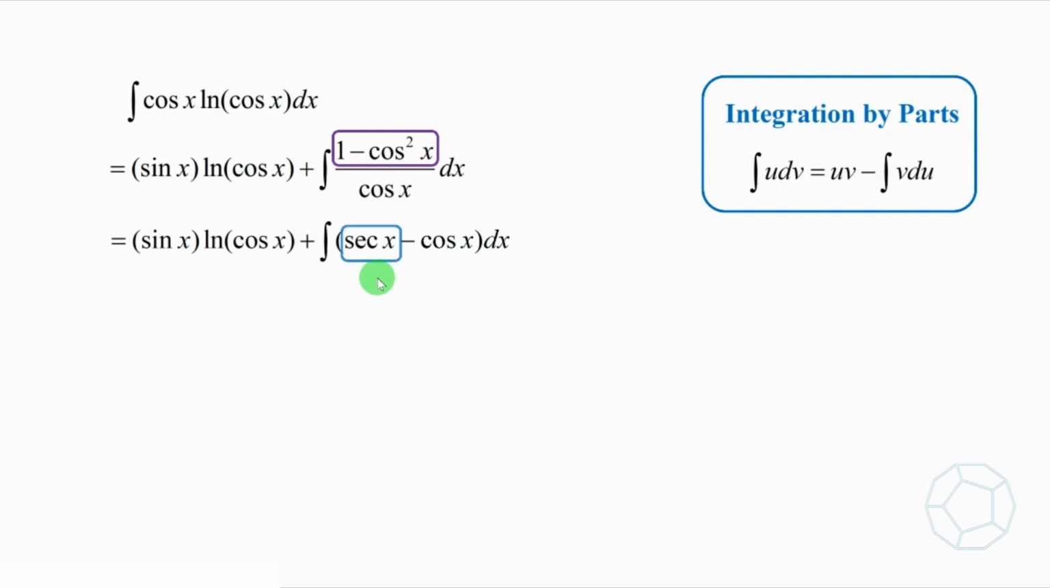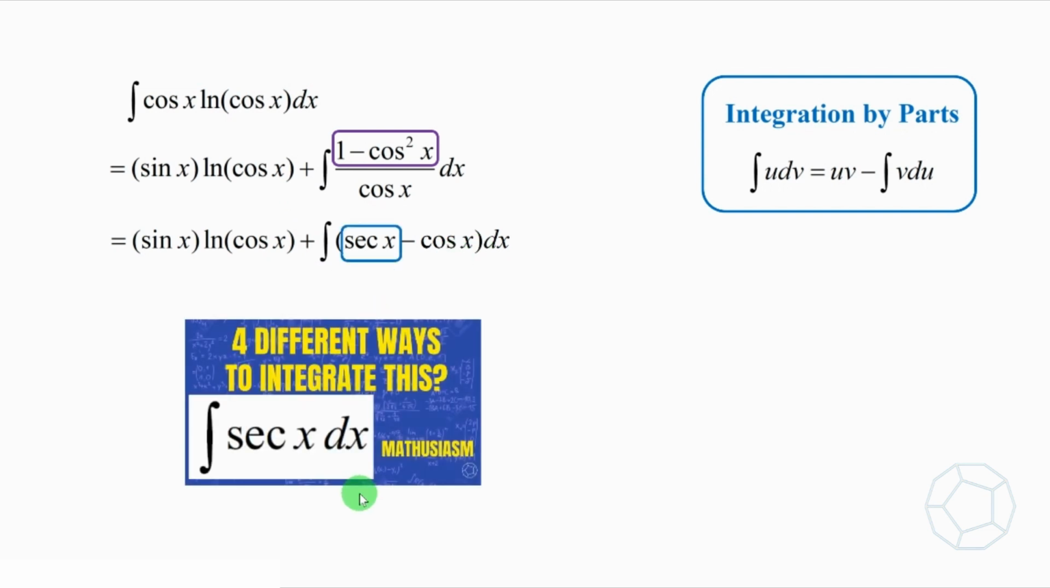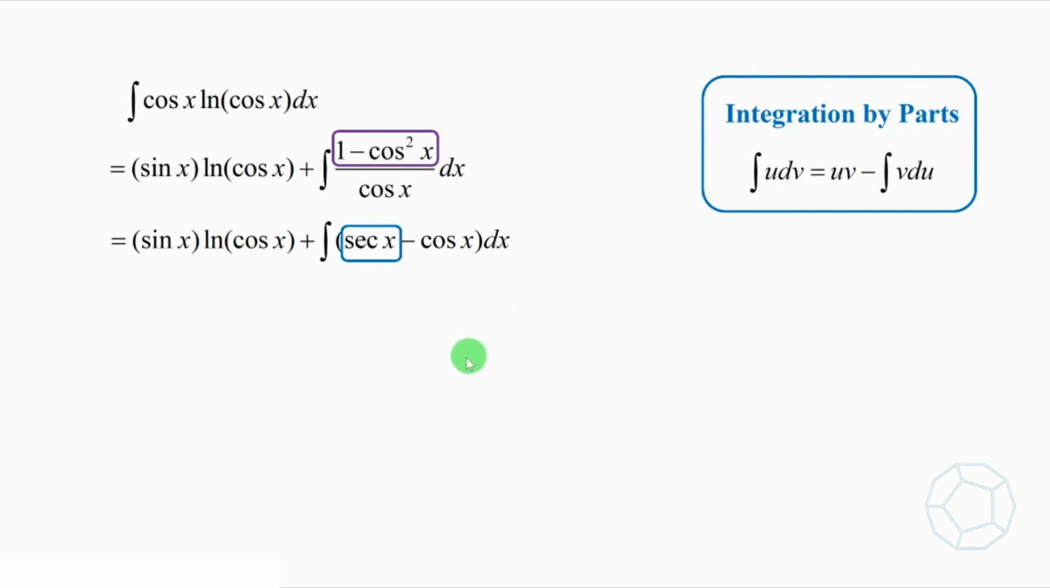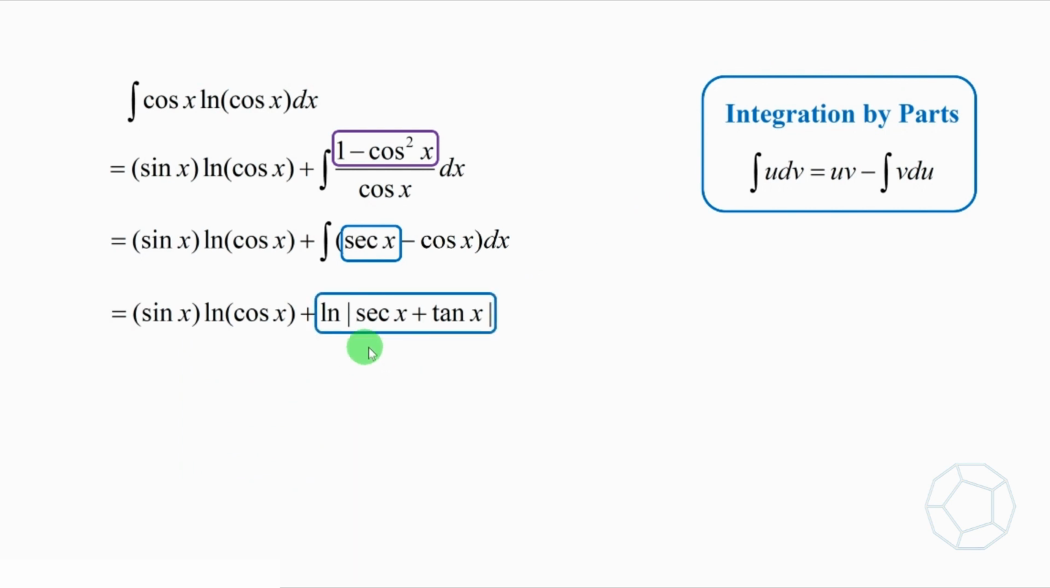Now, for integrate secant x dx, I have prepared two videos to evaluate it. The first one shows 4 basic methods, while the second one uses another 4 ways which are more advanced. You may check them out in the links above and in the descriptions. Here, we just put the result into the step, which is log absolute secant x plus tangent x.